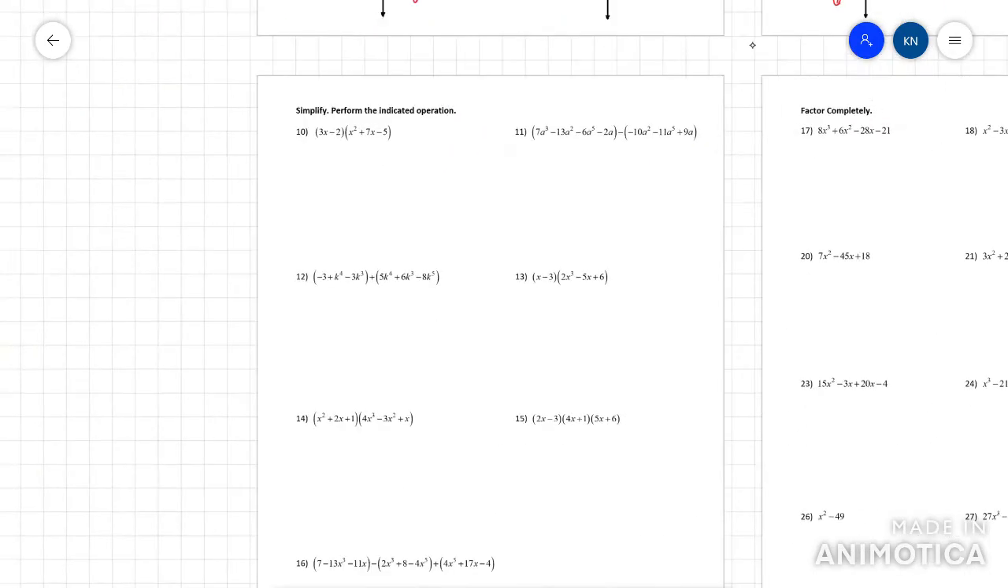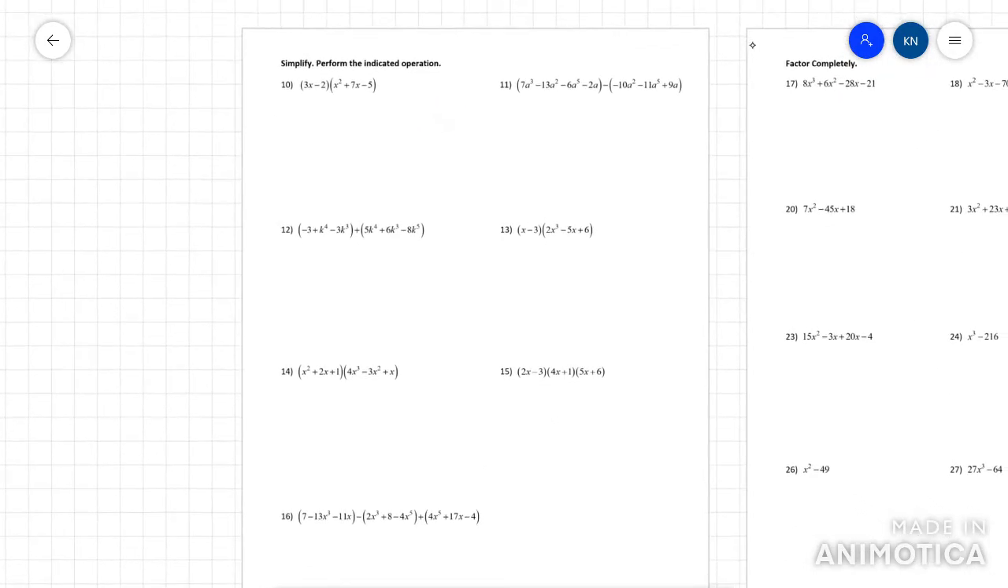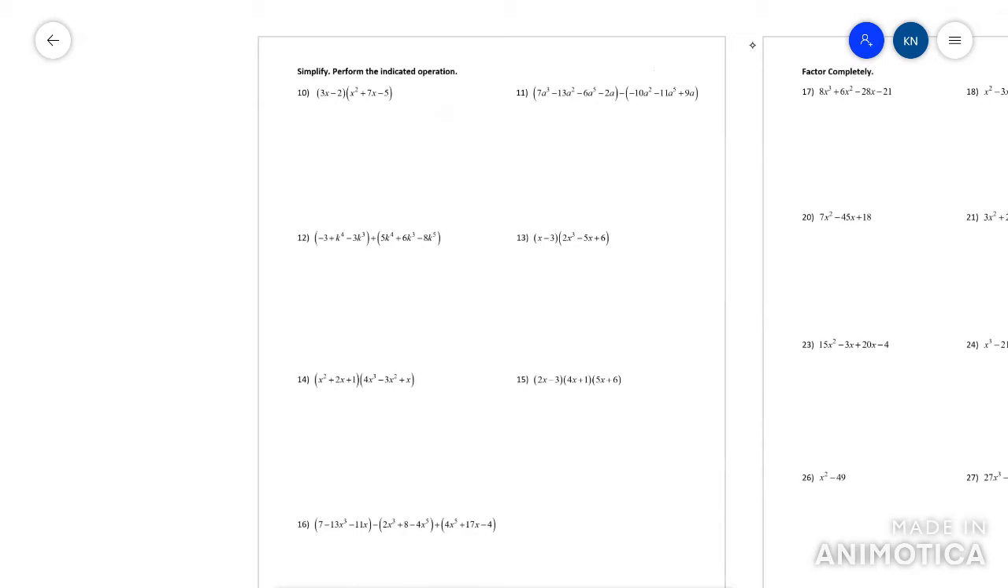Now let's look at some of these. All right, we're simplifying these polynomials. So if they don't have anything in between like this, it means multiply.